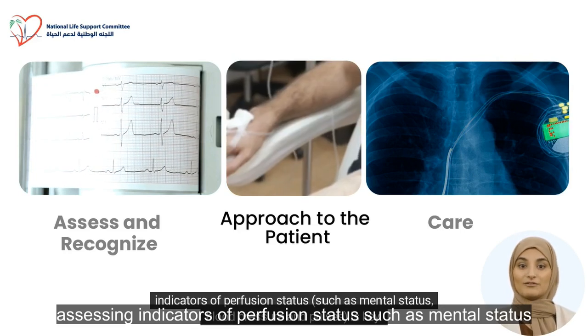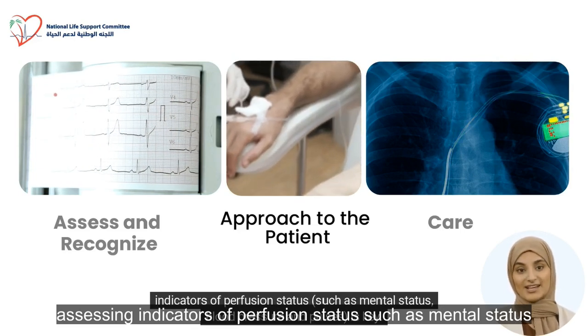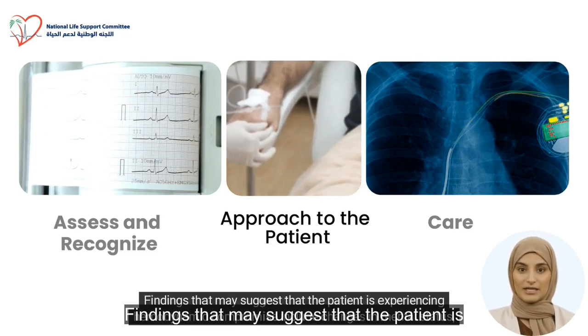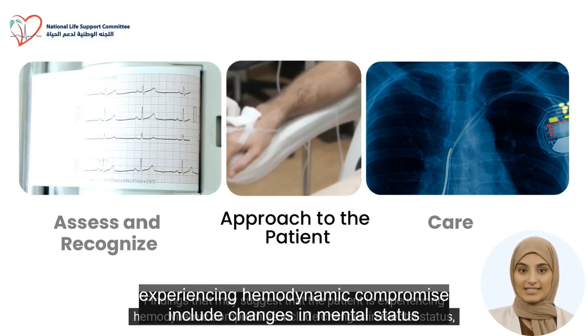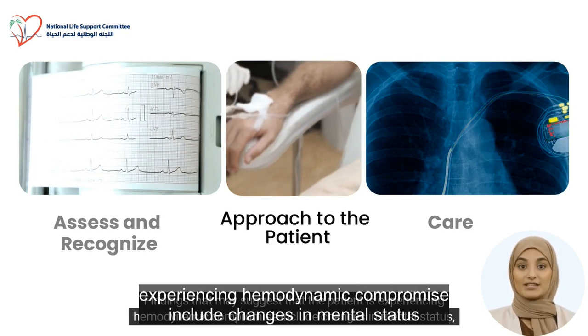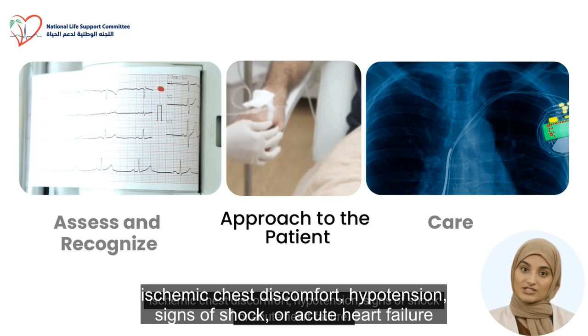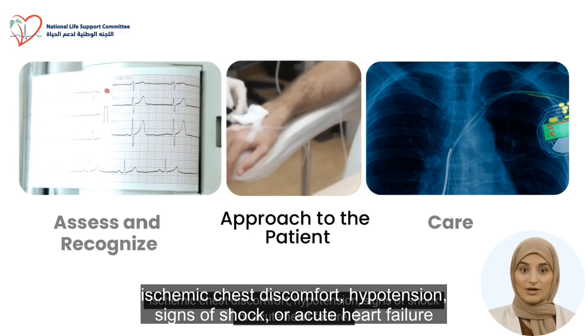Assessing indicators of perfusion status, such as mental status, blood pressure, and pulses, is key. Findings that may suggest that the patient is experiencing hemodynamic compromise include changes in mental status, ischemic chest discomfort, hypotension, signs of shock, or acute heart failure.